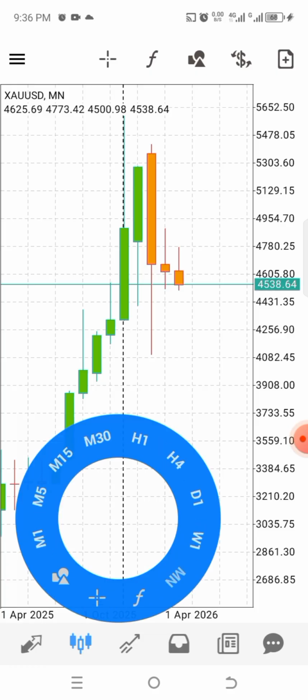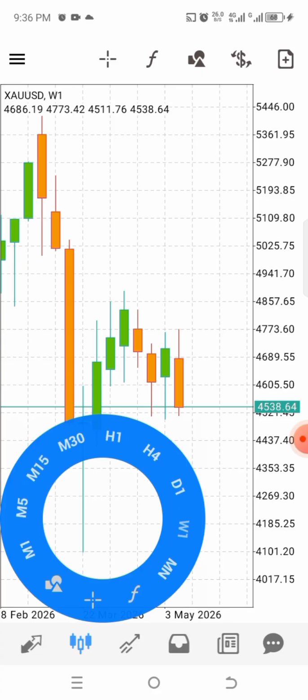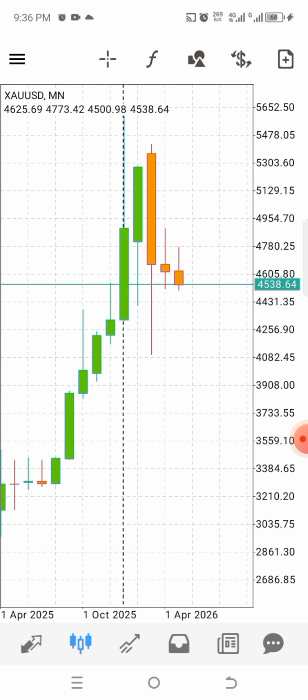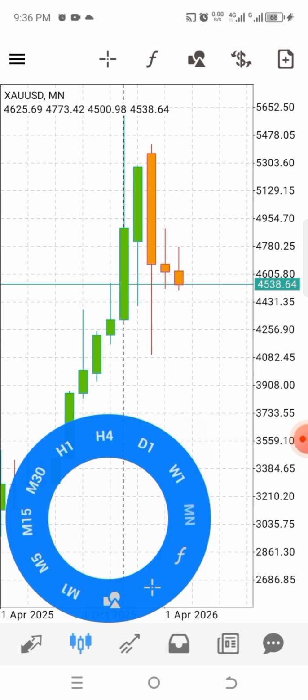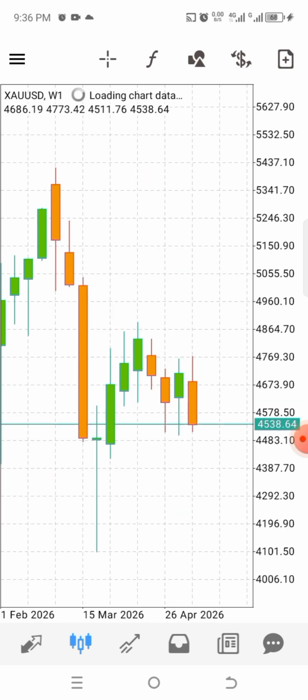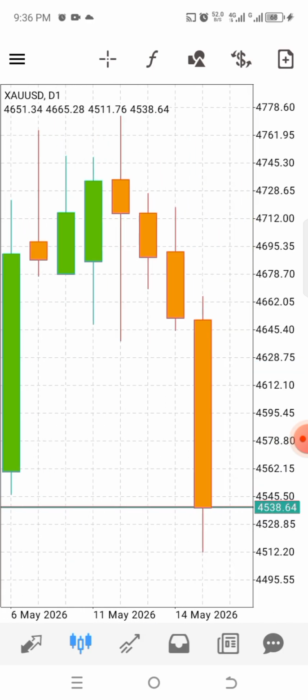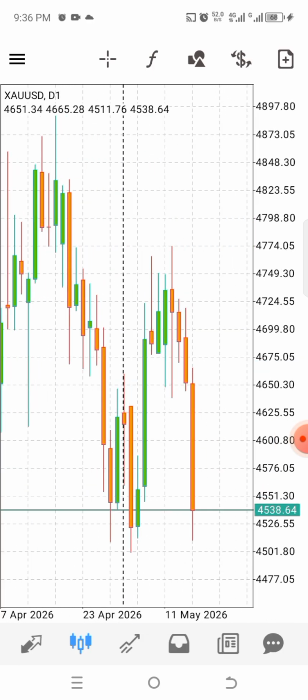So on the monthly time frame we see we are bullish, and on the weekly time frame we are having a bearish pattern. On the daily time frame, we are having a bearish pattern right here, right? We are having a bearish pattern because of this candlestick.